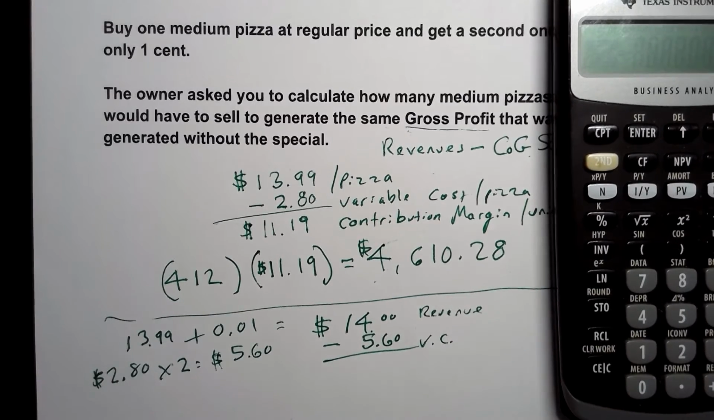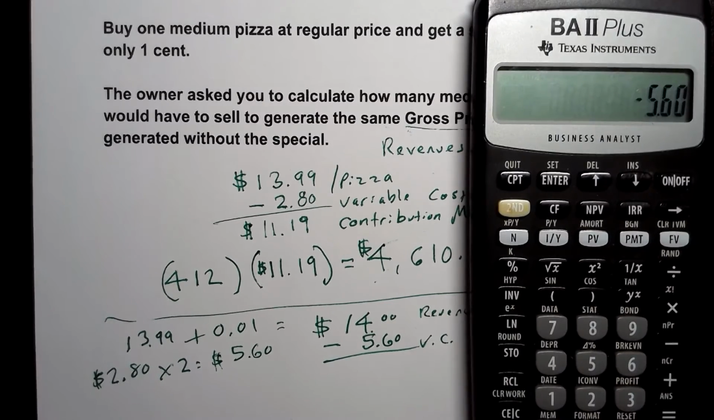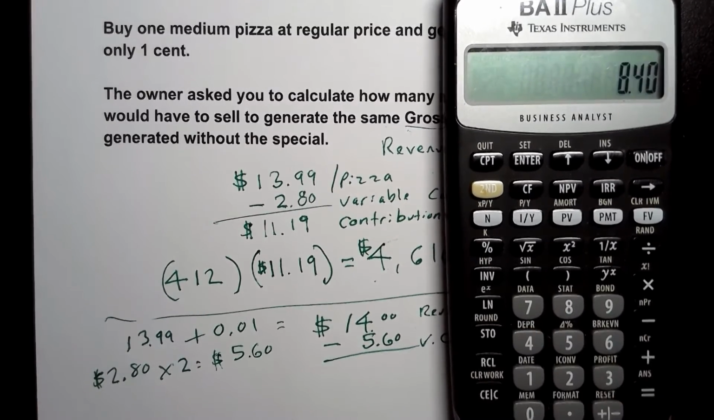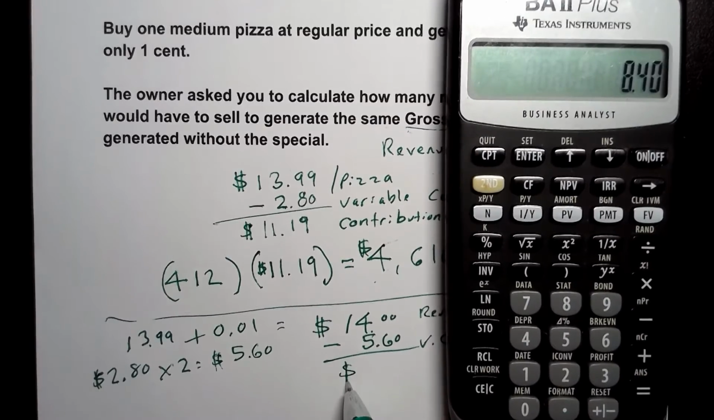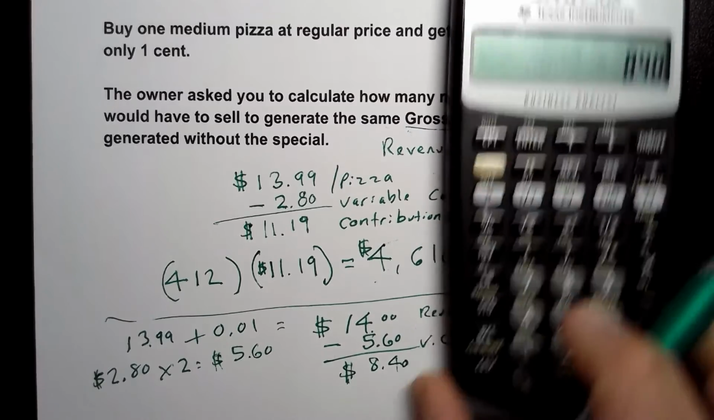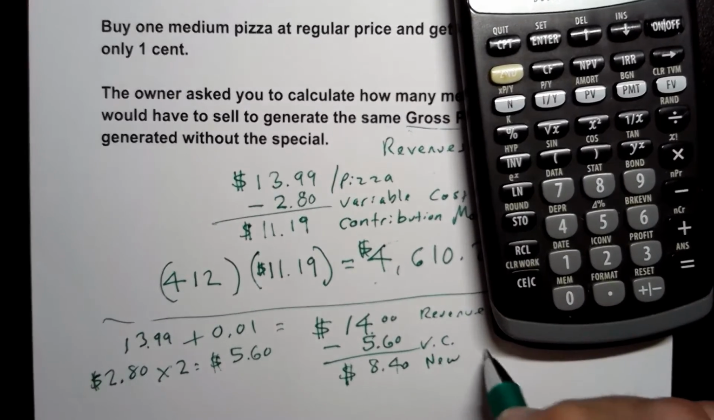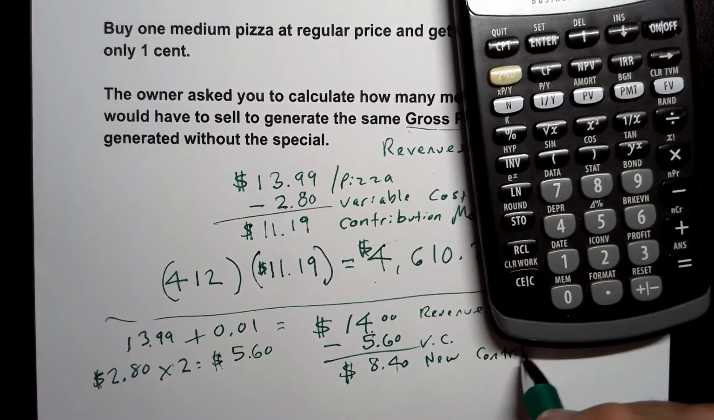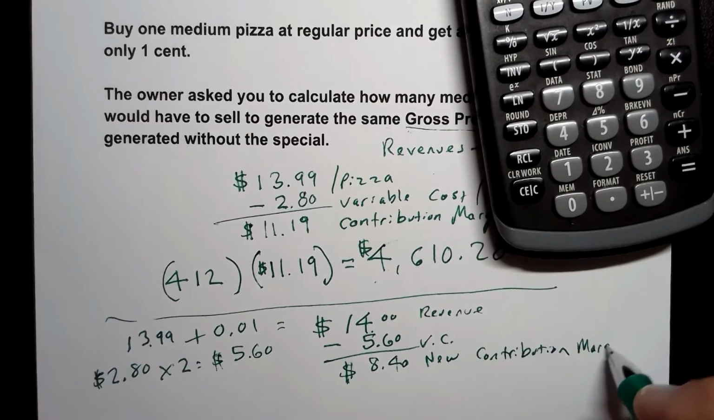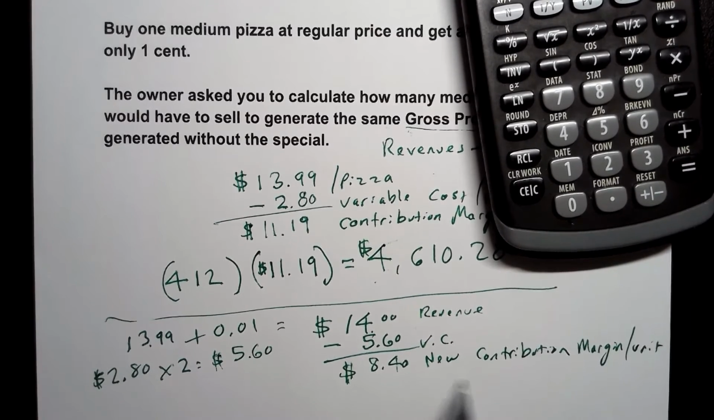So our new contribution margin per unit is going to be, and I'm going to take the $5.60, I'm going to make that a negative by hitting the plus minus sign. I'm going to add to that the $14, and that gives us a new contribution margin per unit of $8.40. That's the new contribution margin per unit. That's the new one.